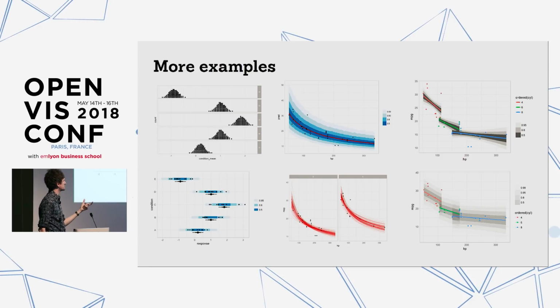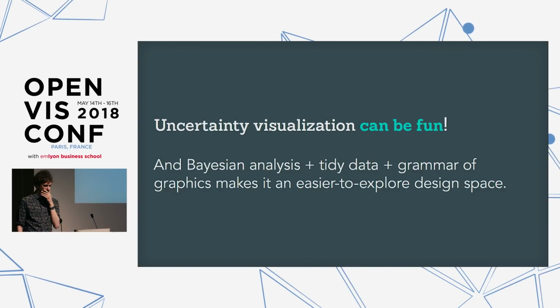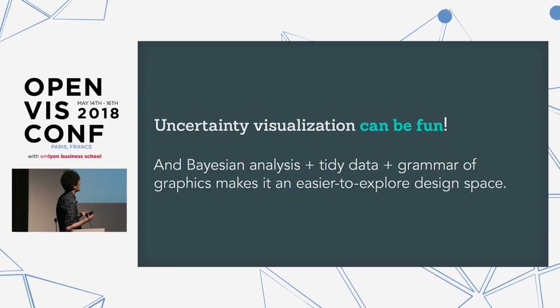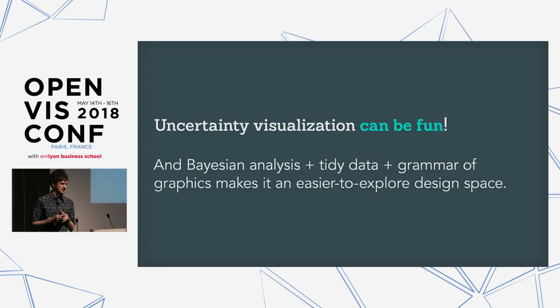It's posterior distributions as samples into tidy data frames into grammar of graphics. So to conclude, I think that uncertainty visualization can be fun, and that Bayesian analysis, tidy data, and the grammar of graphics make it an easier design space to explore. And maybe with that, we'll start to see more New York Times election needles. Or not, as you wish.